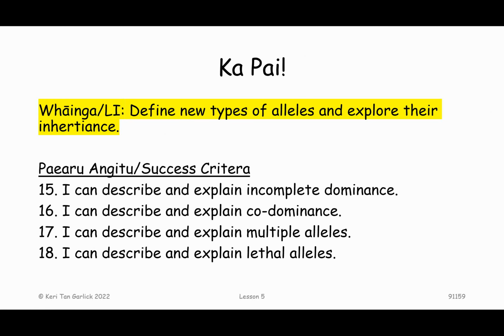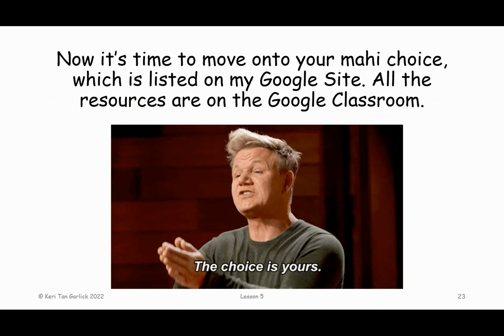Cool. Goodbye. That is today's lesson. So you should be able to know the new types of alleles and explore their inheritance. That includes codominance, incomplete dominance, multiple alleles, and lethal alleles. And I forgot to stick in sex-linked alleles, but that's also another one that you can do.